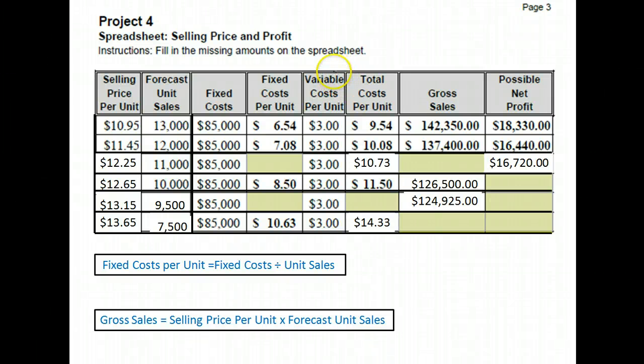All right, let's take a look at page 3 of this project 4. You're asked to fill in a spreadsheet once again. This one is for selling price and profit, and they want you to fill in the missing amounts. We're just going to go one line at a time.